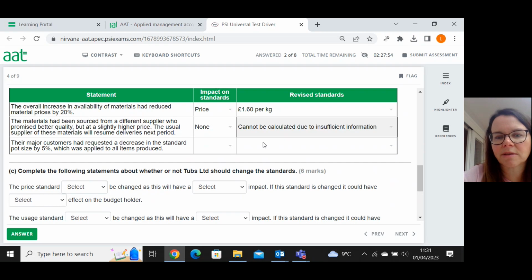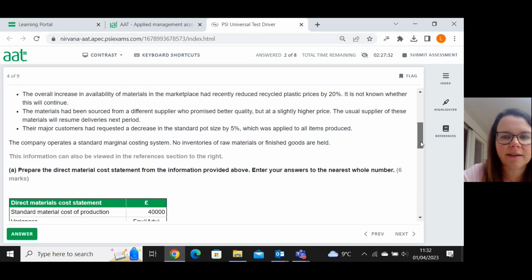So therefore we cannot calculate again. I don't quite like what they've written. I would say it's just not applicable because there's no impact on the standards, but that's our best choice. And then their major customers had requested a decrease in the standard pot size by 5%, which was applied to all items produced. Again, is that exactly the same as it says?